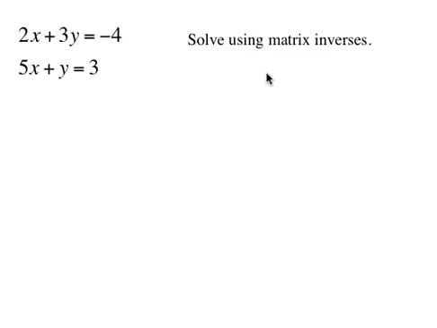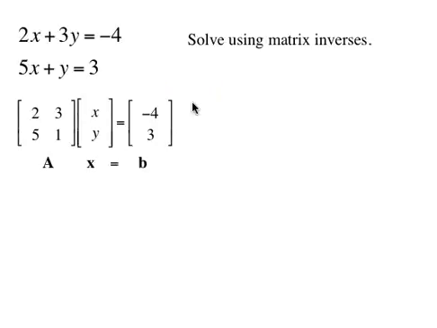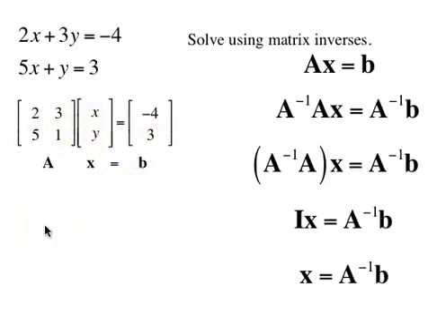Let's look at this problem another way. 2x plus 3y is negative 4. 5x plus y is 3. We want to solve this using matrix inverses. So we're going to rewrite this as a matrix equation. [2, 3; 5, 1], the coefficients, times the vector (x, y) equals the matrix (-4, 3). So this is a matrix equation.